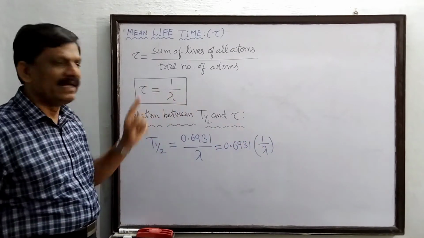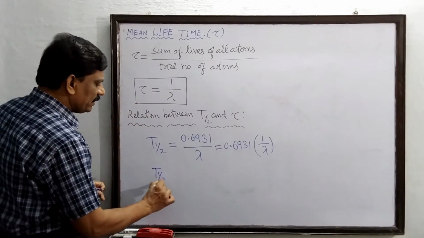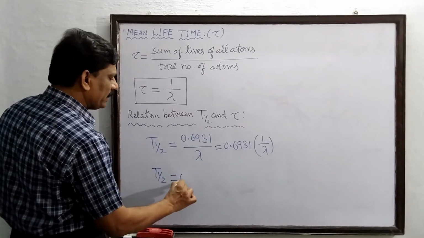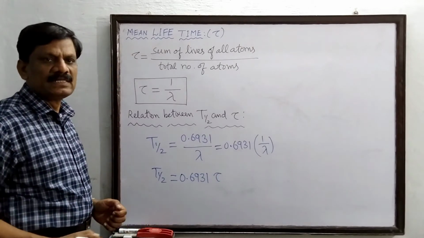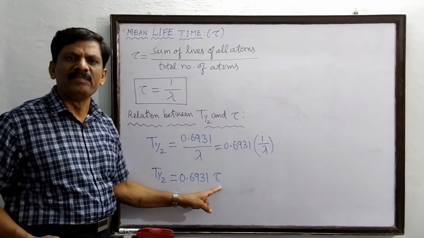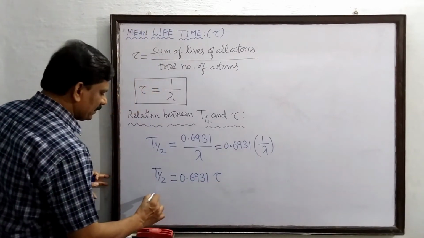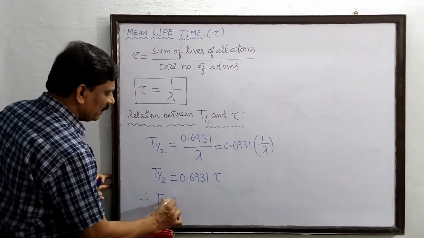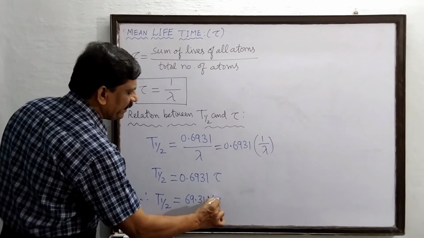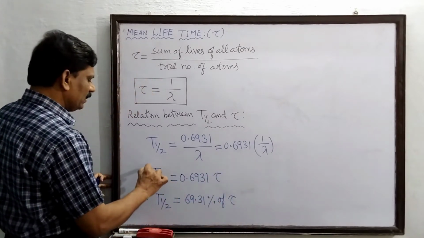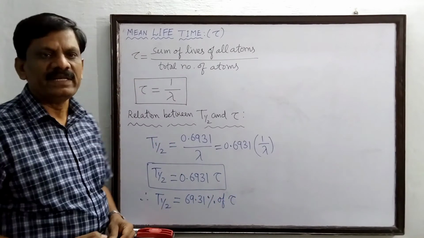But what is 1 by lambda? That is equal to the mean lifetime. So, T half is now equal to 0.6931 tau. This is the relationship between the half-life period and the mean life period. This can also be written shortly as: T half is equal to 69.31% of the average lifetime. So, this is the relation connecting the half-life and the mean life.